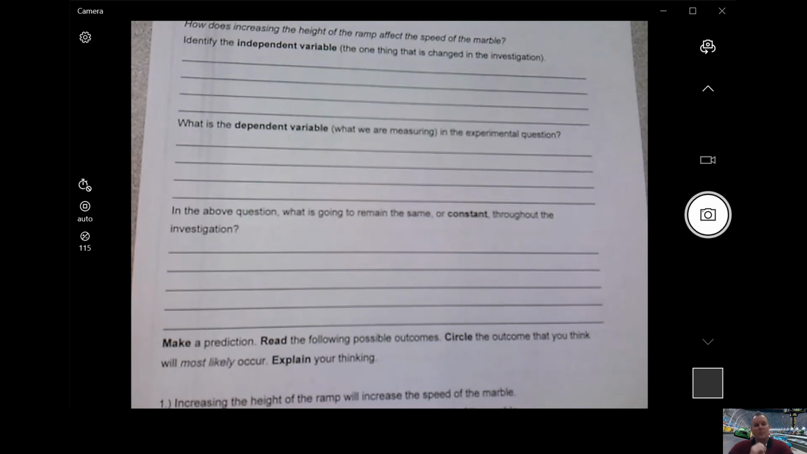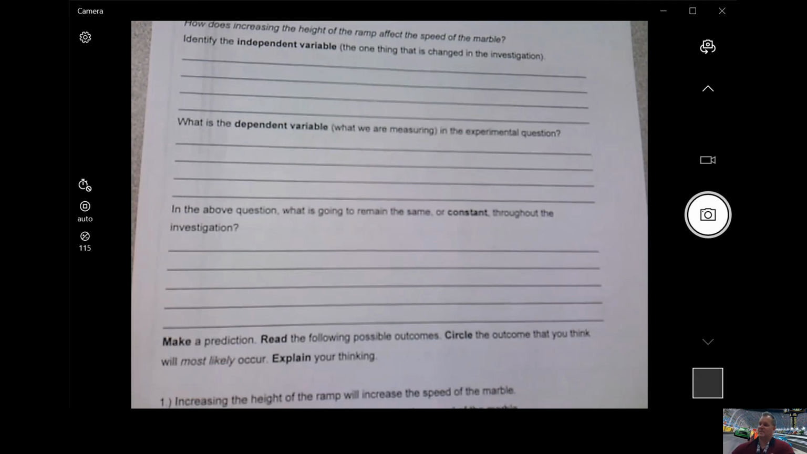Okay. Those are some of the constants I thought of. Can you think of any other constants that could be important? If you can, go ahead and write those down.